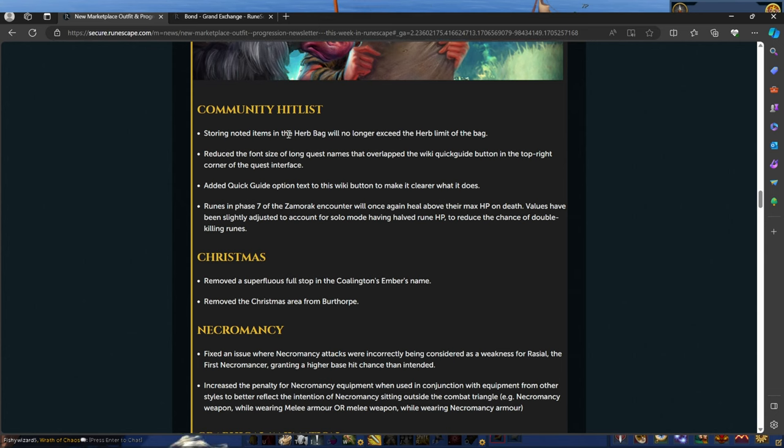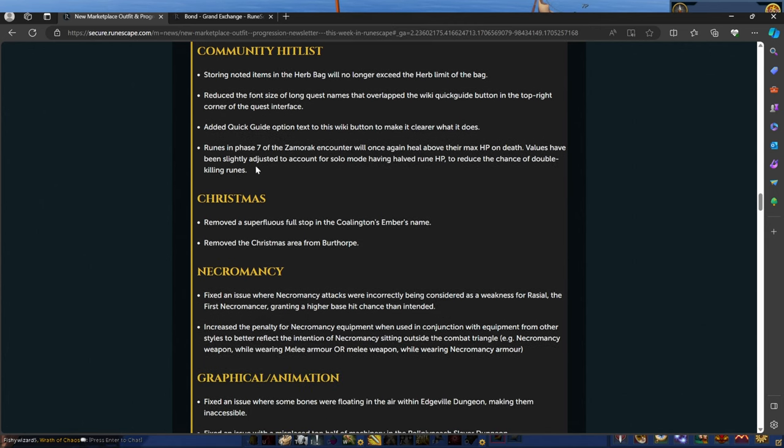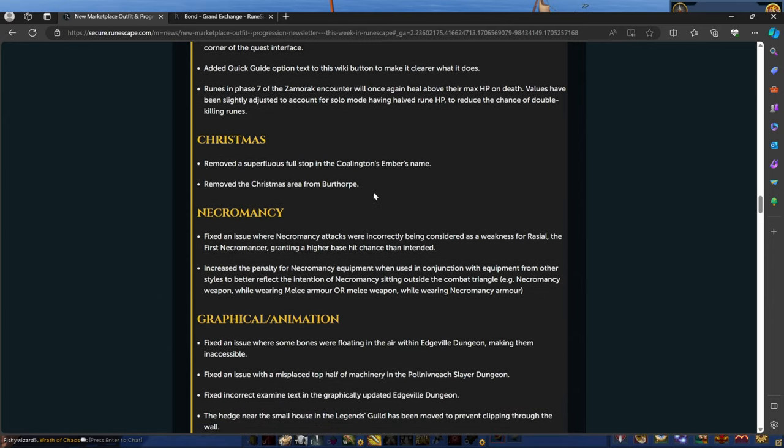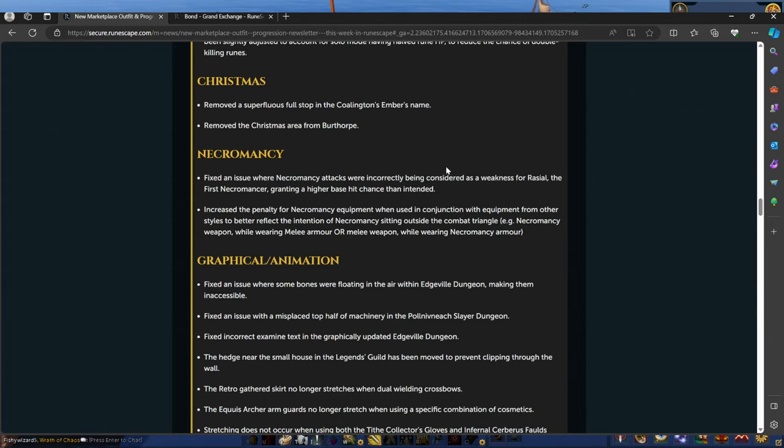Some herbs, okay, they're nerfing the herb bag already, but I guess it kind of makes sense. It was unintended to hold unlimited herbs. Some wiki button, fixing the phase 7 Zami runes so they now revive with more HP, which was good. Should have been like that on release. Some Christmas stuff changes, sure.